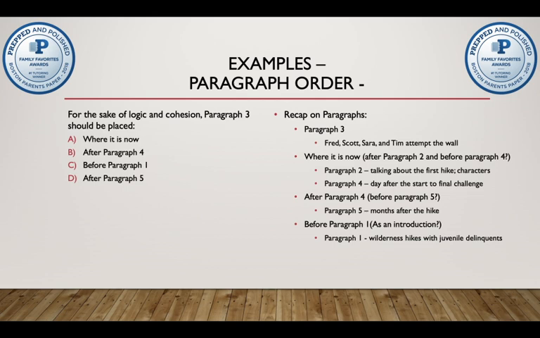Before paragraph one, as an introduction? Well, paragraph one is talking about the wilderness hikes and juvenile delinquents, starting it off. We can't suddenly start talking about Fred, Scott, Sarah, and Tim. Or does it make sense to be at the end, after paragraph five, as a conclusion? Does this work as an ending? Well, no, because paragraph five is the ending. So that means our answer is B.